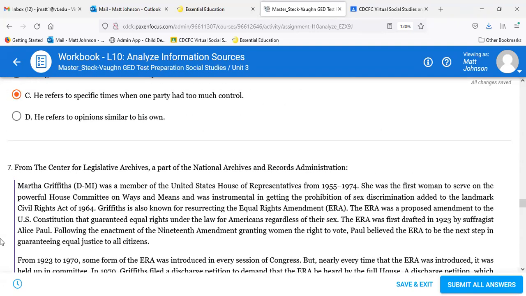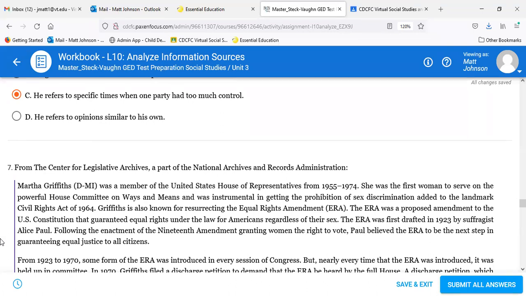So it says, Martha Griffiths, Democrat from Michigan, was a member of the United States House of Representatives from 1955 to 1974. She was the first woman to serve on the powerful House Committee on Ways and Means and was instrumental in getting the prohibition of sex discrimination added to the landmark Civil Rights Act of 1964. Griffiths is also known for resurrecting the Equal Rights Amendment.